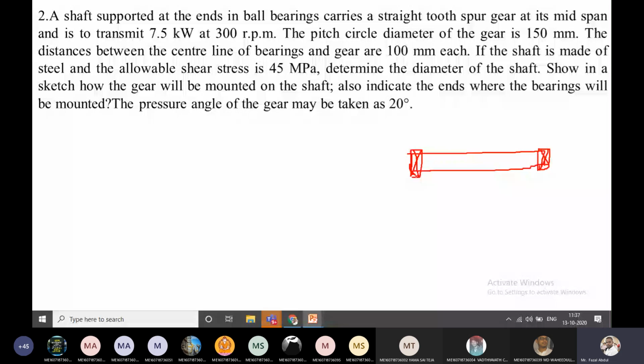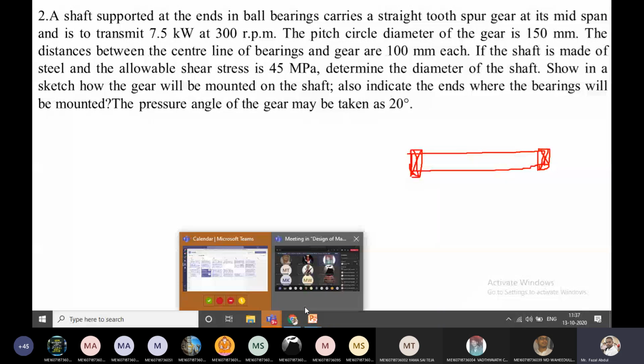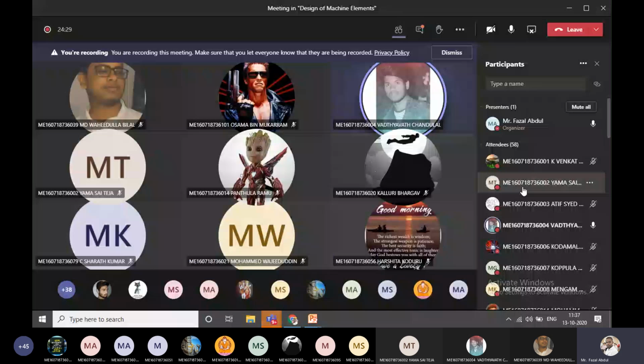Now see here, the shaft is supported in two ball bearings and carries a straight tooth spur gear. One gear is mounted on the shaft. How is it mounted? It is at the mid span, exactly the middle of the shaft, where the gear is located.